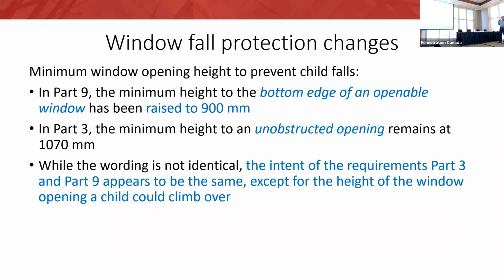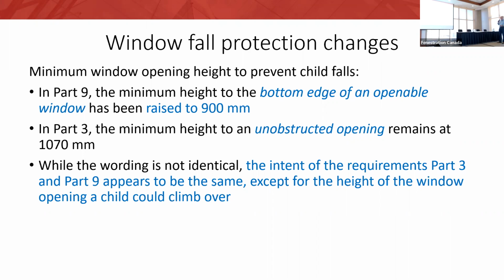The minimum window opening height from the ground to prevent child falls. In part 9, the minimum height to the bottom edge of an openable window has been raised to 900 millimeters. So if it's as high as 900 millimeters, you don't need to have a guard or to worry about opening limitations. If it's lower than 900 millimeters, you do.